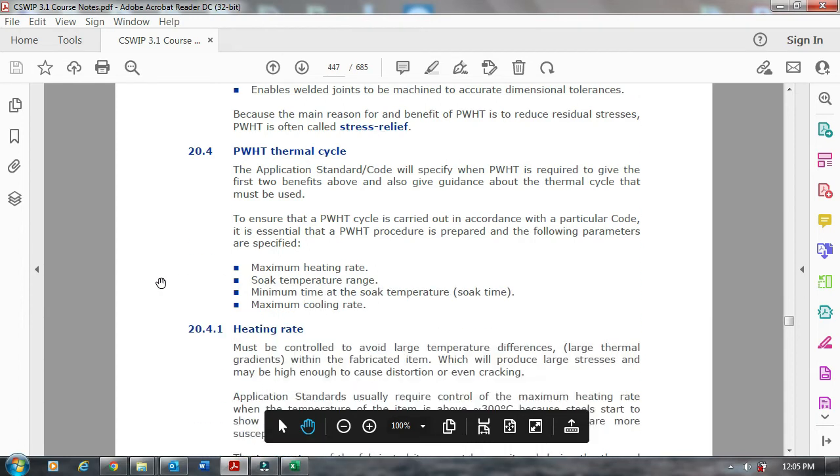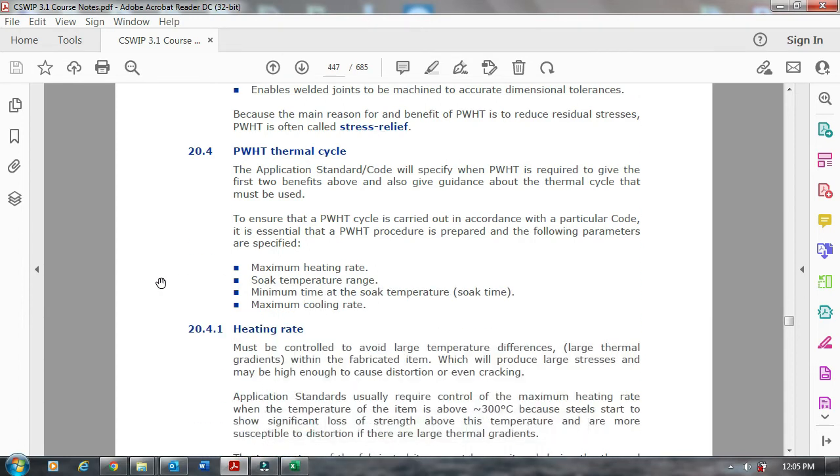So in the PWHT thermal cycle, the application standard or code will specify when PWHT is required, to give the first two benefits above, and will also give guidance about the thermal cycle that must be used. So this is not left to the QC inspector to decide when he should do stress relieving and when it should not be done.